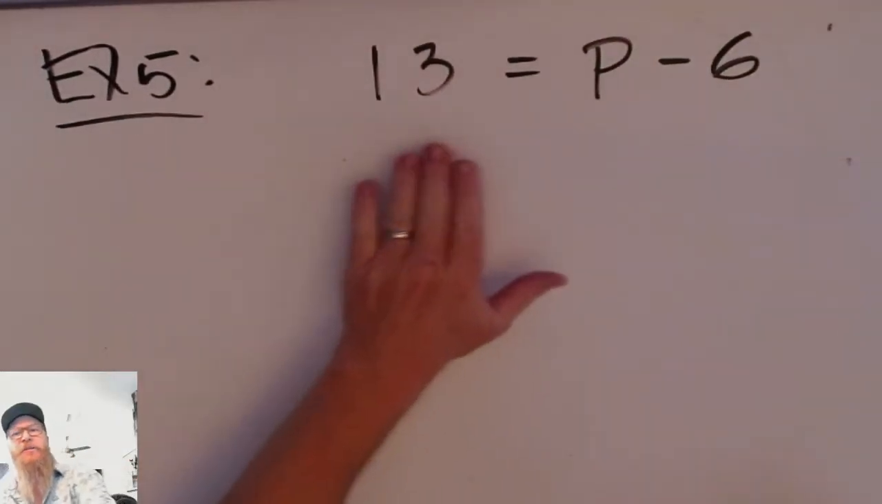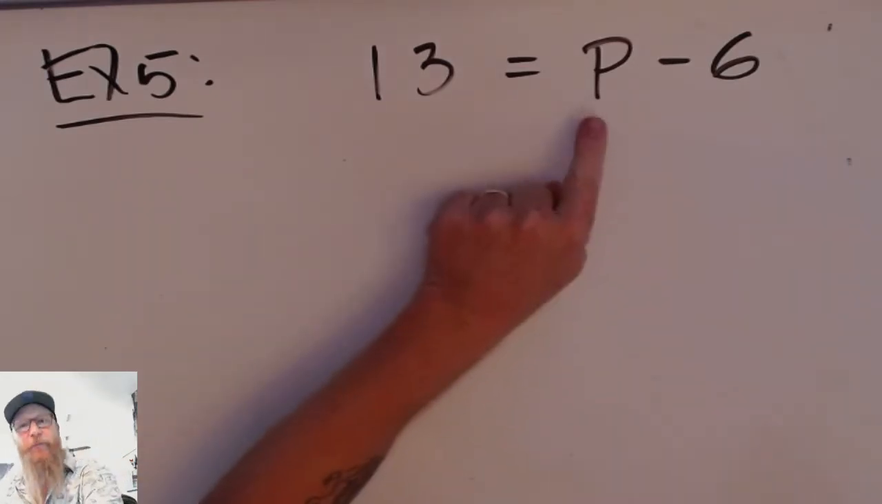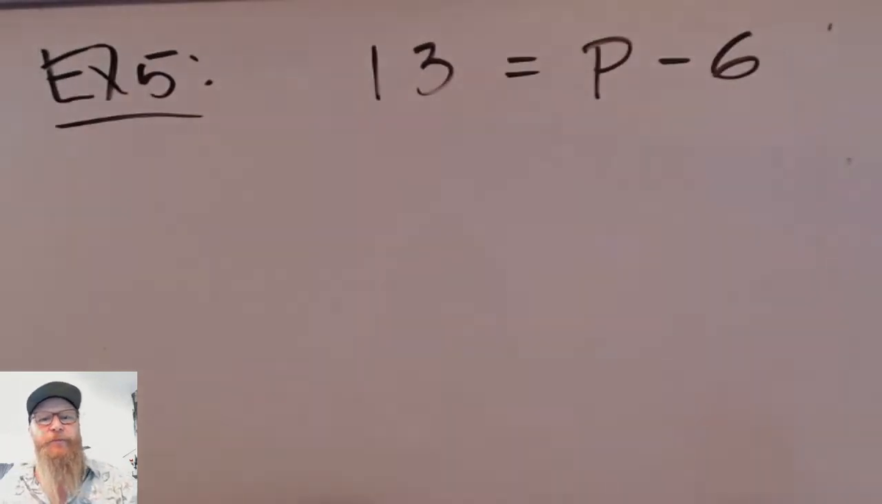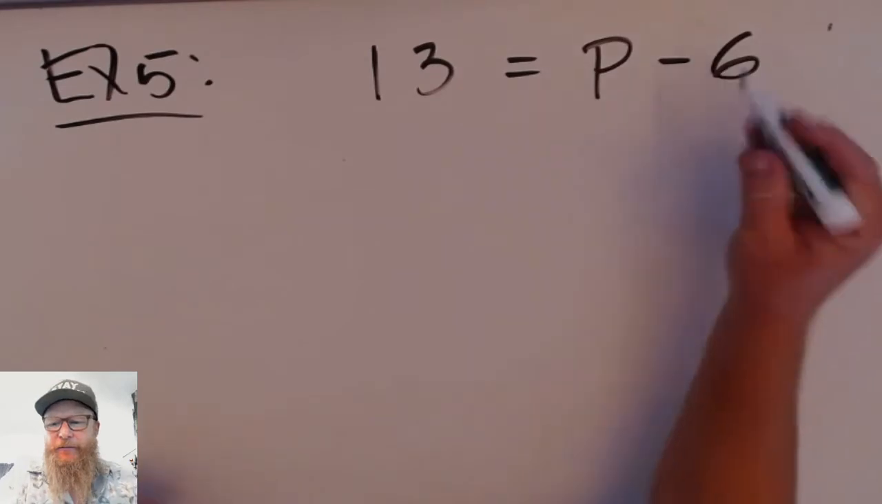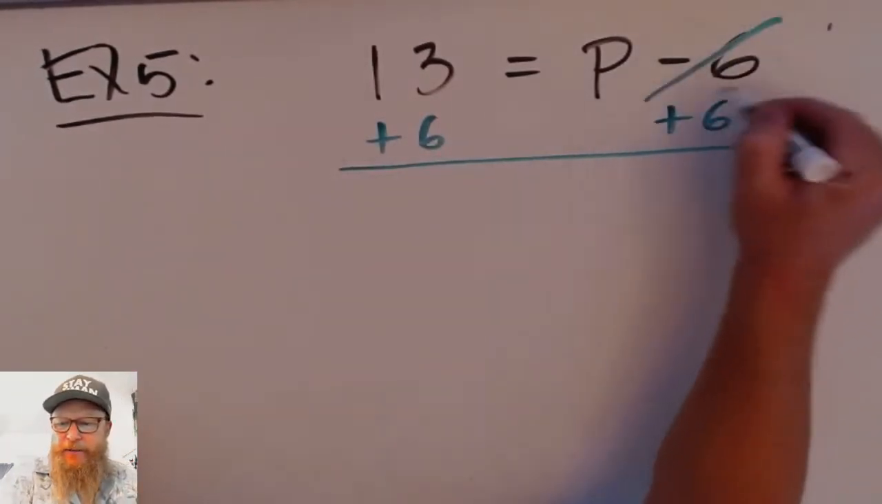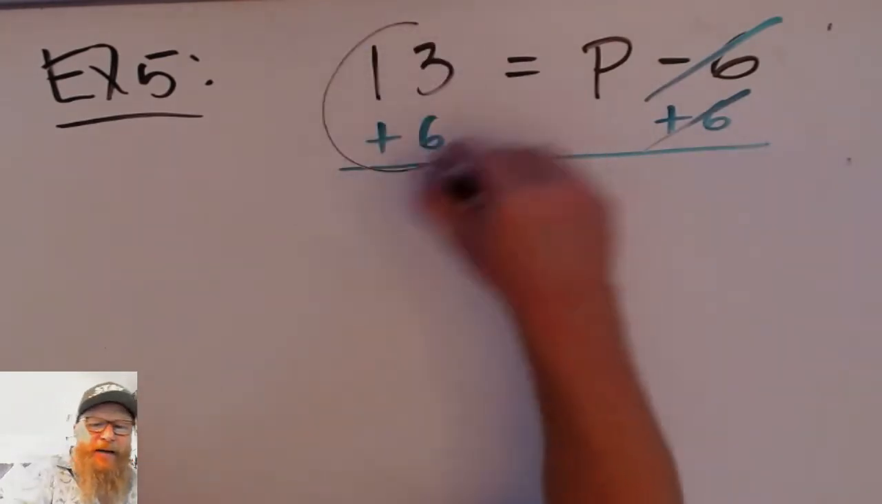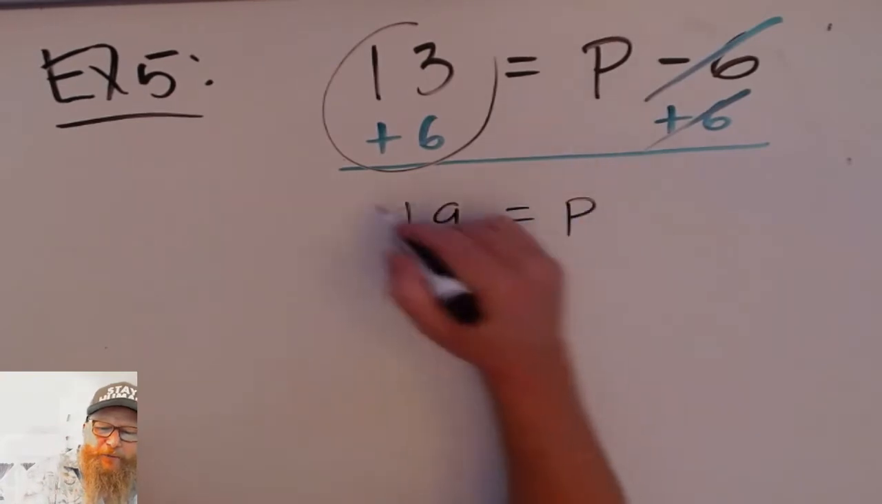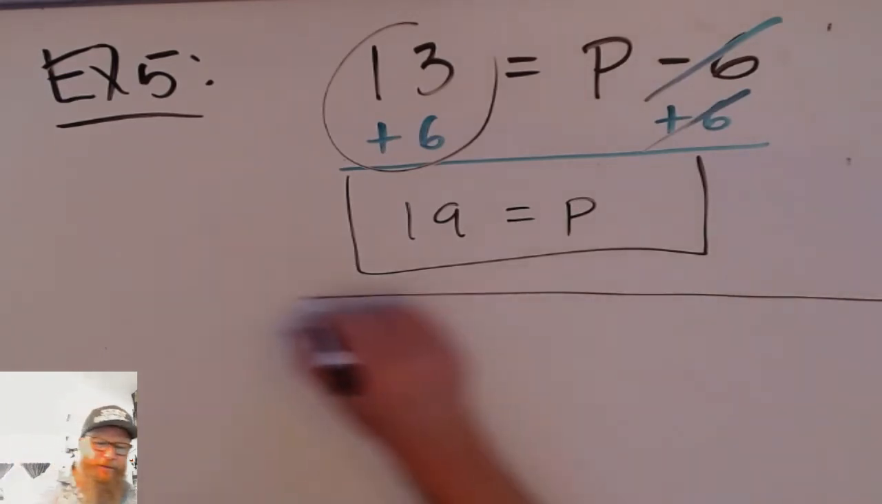All right, so 13 equals p minus 6. All right, p is the variable. You want to get p by itself. So we're going to add the opposite of negative 6. So we're going to add positive 6 to both sides. That's our C. Yeah. And then you're going to add these up, and you're going to get p is equal to 19. All righty. So that ought to do it.